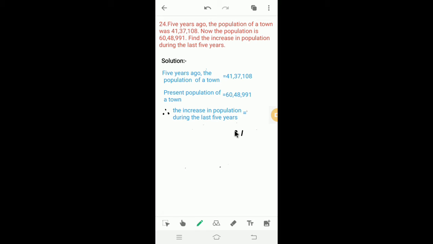1 9 9 8 4 0 6. Next I will take 41,37,108: 8 0 1 7 3 1 4. Now I will start subtraction from ones place. 1 minus 8 is possible to subtract? No, it is not possible. So what we have to do?